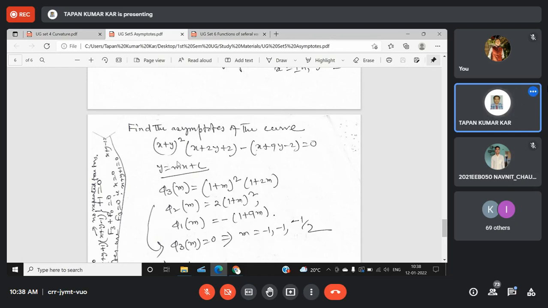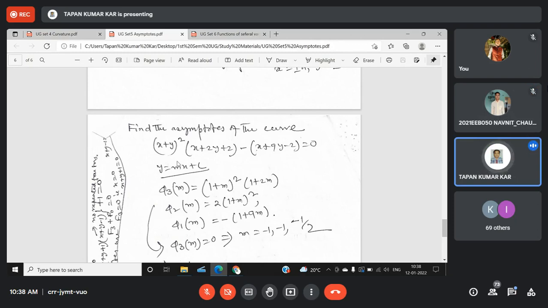So if you simplify, if you take the square of x plus y, that is x square plus y square plus 2xy, then multiply by x plus 2y plus 2, etc. Then first check, it is a cubic equation. Is y cube present in this equation? Yes, present. So no asymptotes parallel to the y-axis. Is x cube present or not? Yes, sir. So there are no asymptotes parallel to the x-axis.